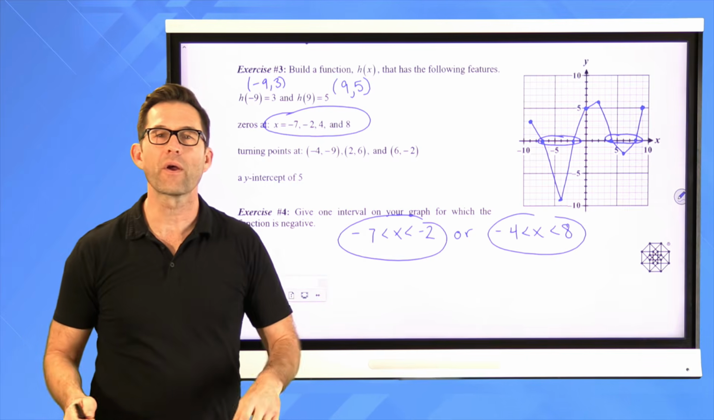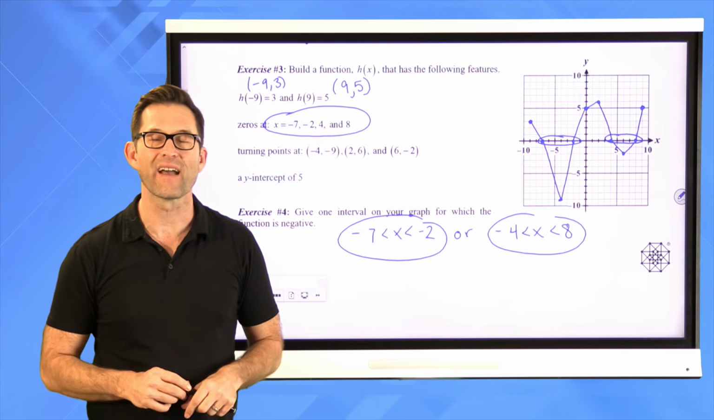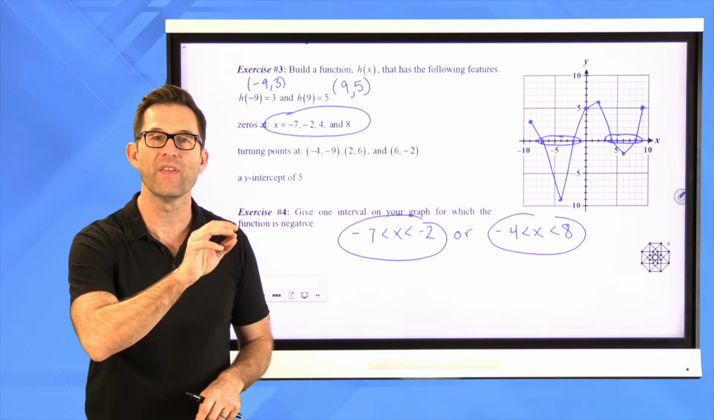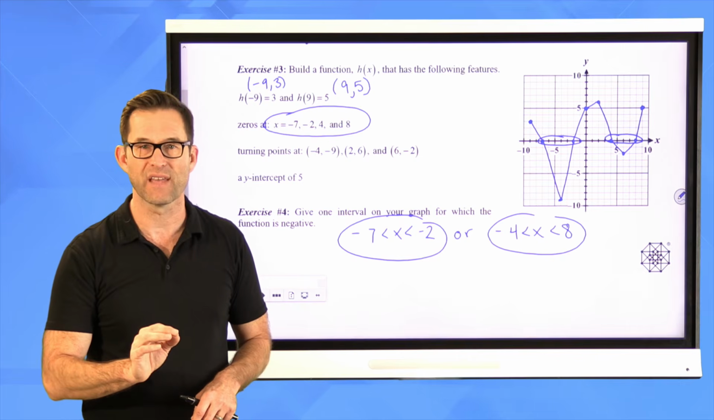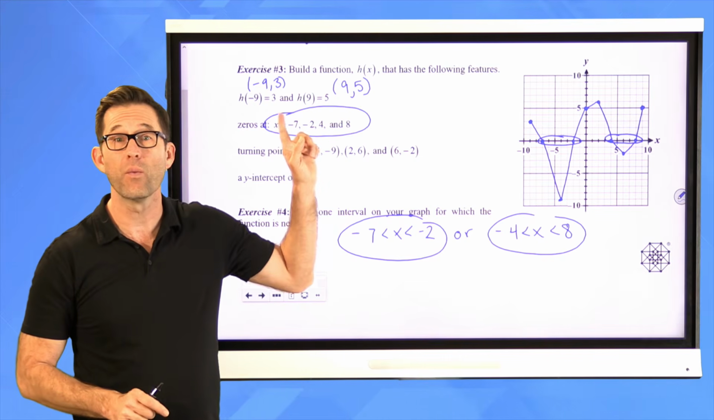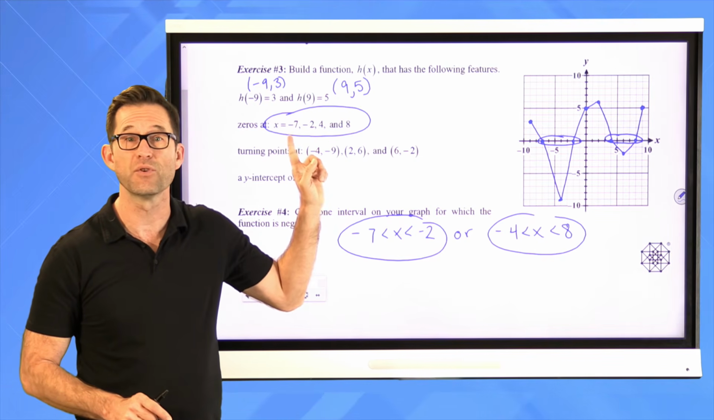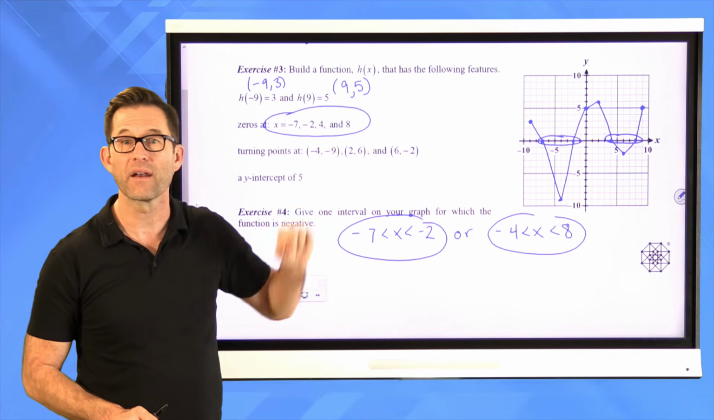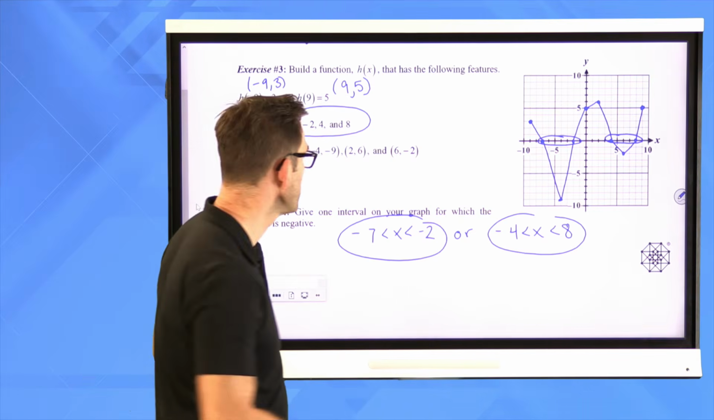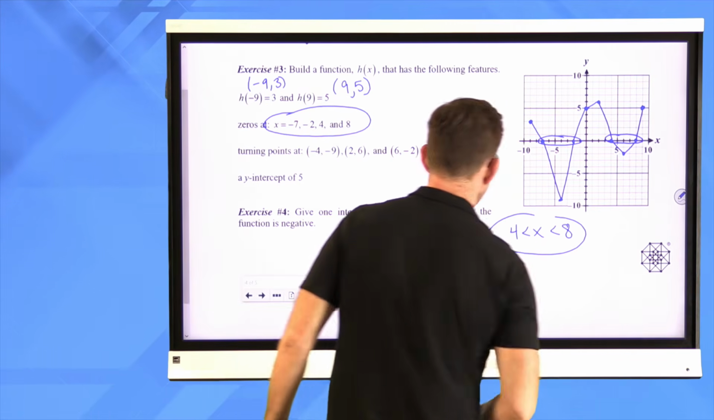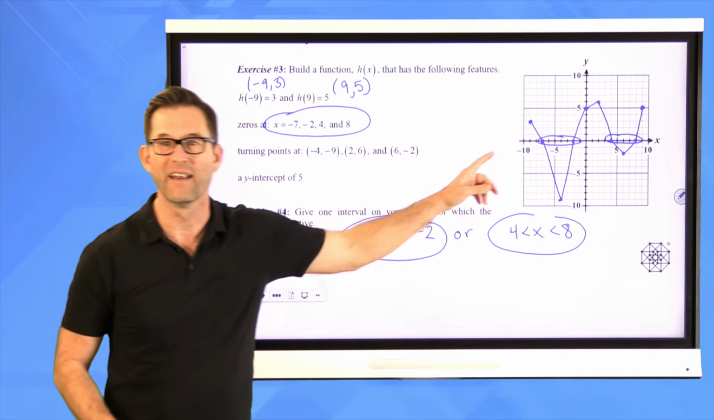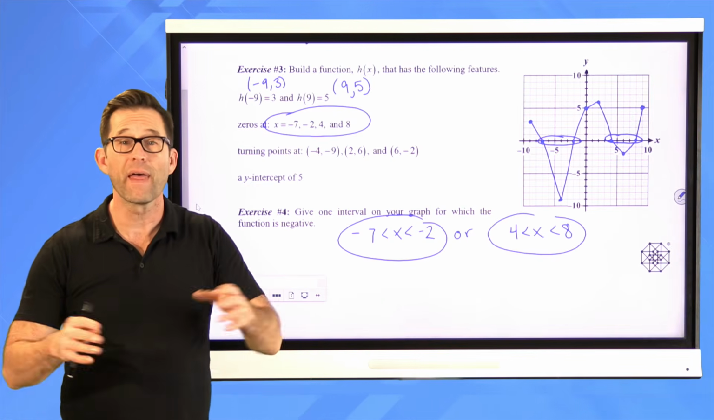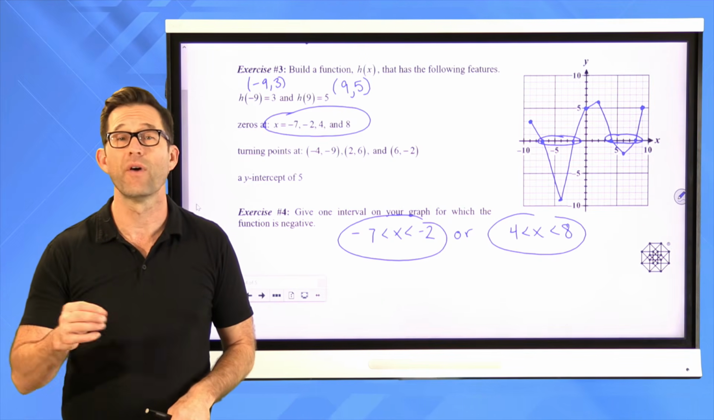The zeros are where the function crosses the x-axis, so that must also be where the function changes from being above the x-axis to below the x-axis. One of our intervals where the function is negative is between -7 and -2. The other one is from 4 to 8. I said -4 earlier, which is a little weird. That's not -4, that's a positive 4. -4 would be odd, it's way over here. But that's it: wherever that function is below the x-axis is where the function is negative.